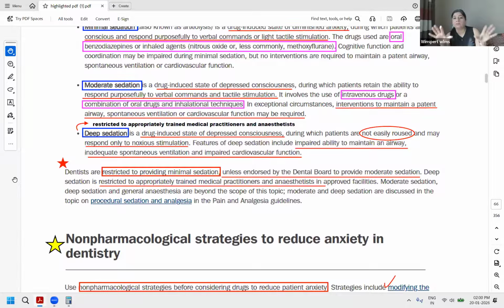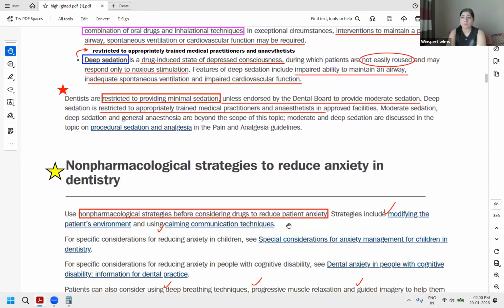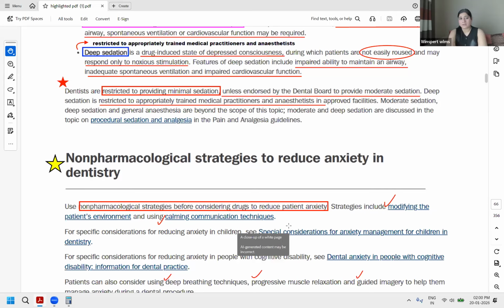And this depresses consciousness. In moderate sedation, consciousness goes down but they retain the ability to respond to verbal and tactile stimuli. Whereas in deep sedation, they don't respond to any kind of verbal commands, only to painful stimulation, noxious stimulation, not for dental use. They require maintenance of airway support. Inadequate ventilation or impaired cardiovascular function can also happen. That's why you will need to provide support.